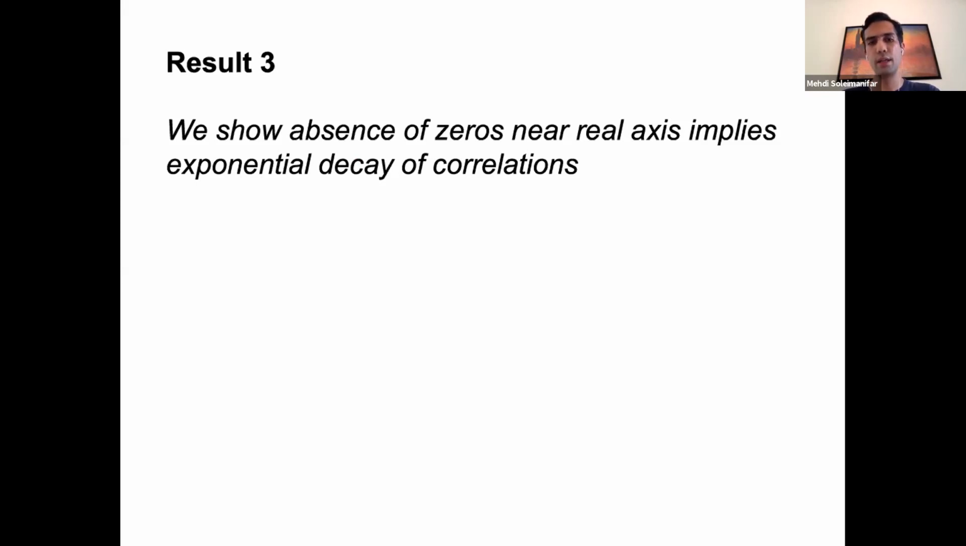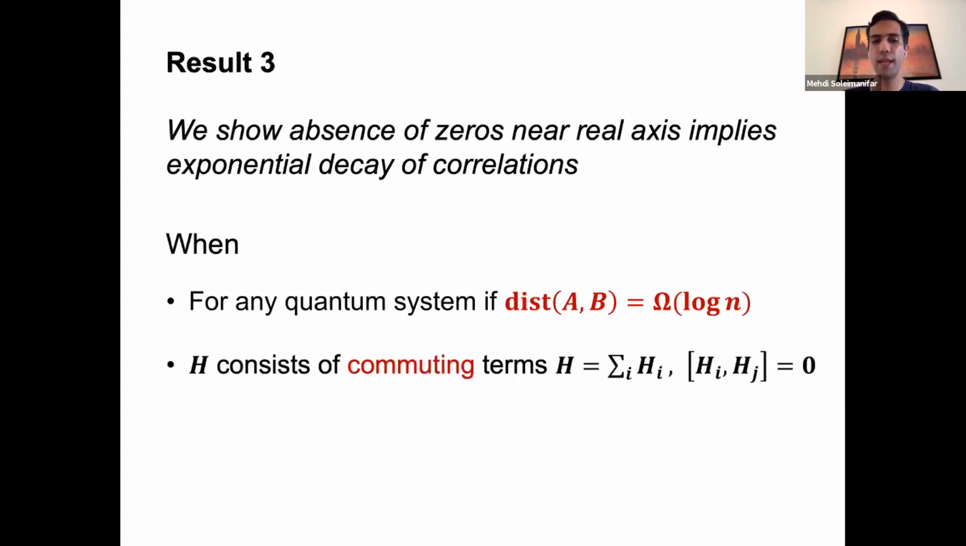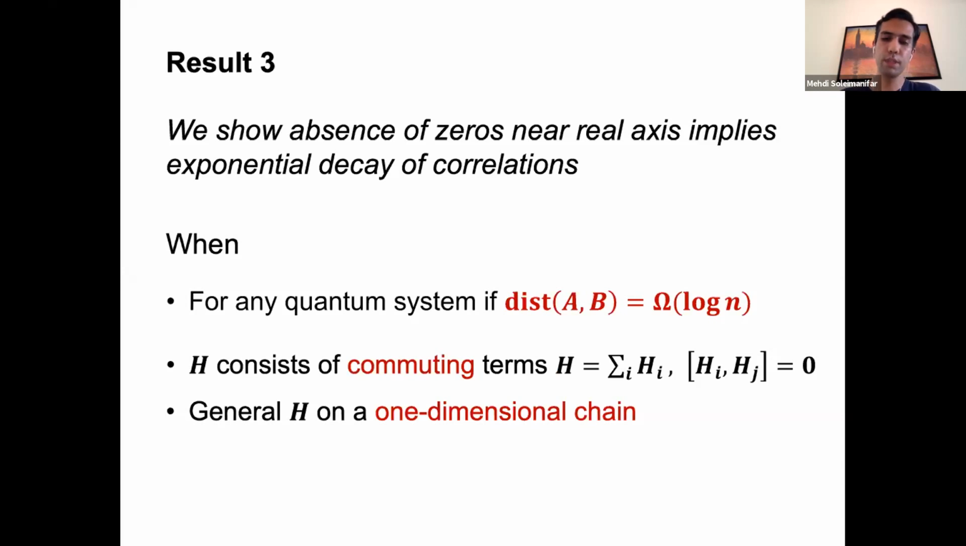So we show that for the inverse temperature beta, if there are no complex zeros around it, the decay of correlation holds. And this is when the spins or the regions that we are looking at are at least logarithmically far away from each other, or when the Hamiltonian consists of commuting terms, or when your spins are arranged on a one-dimensional chain. So if you remember, I said the one-dimensional chain in the quantum case is not trivial. It could be in general QMA-hard.